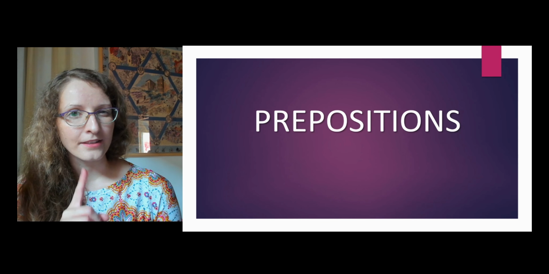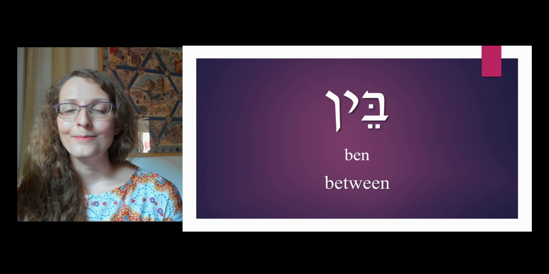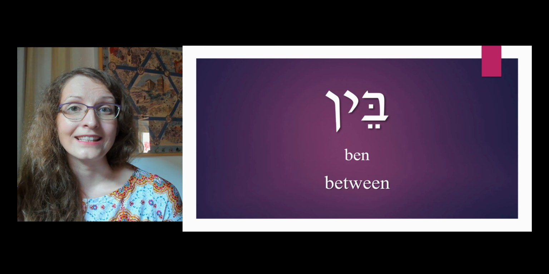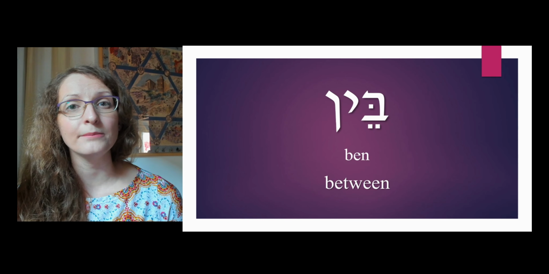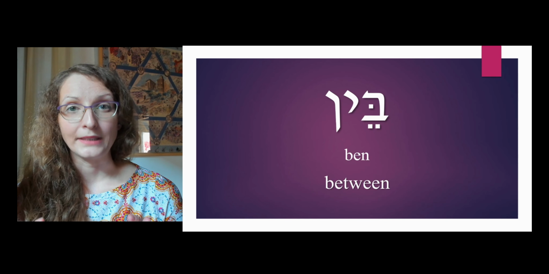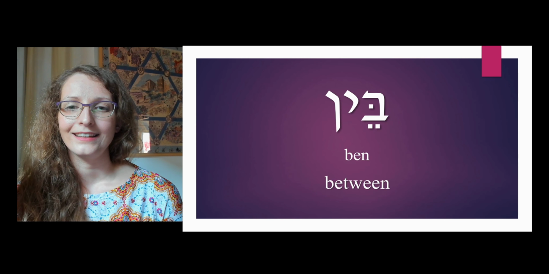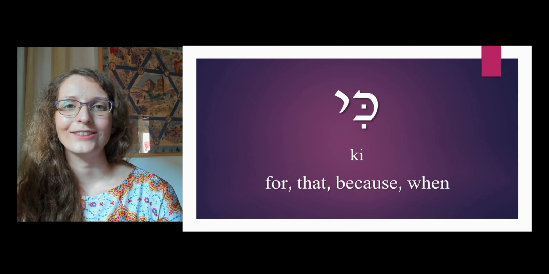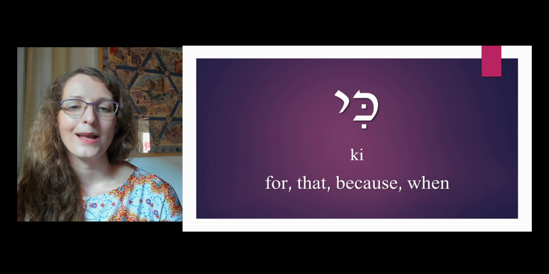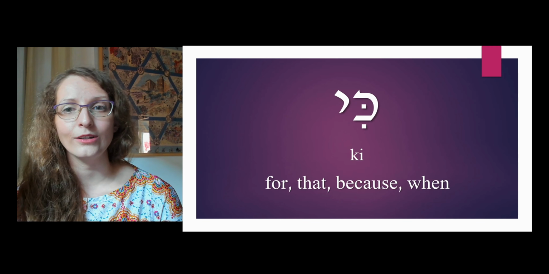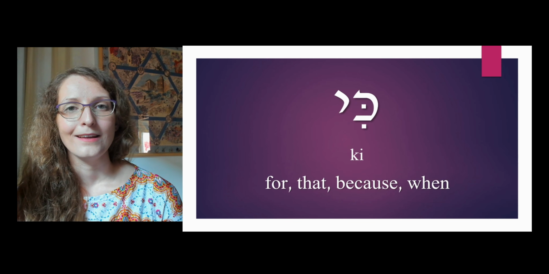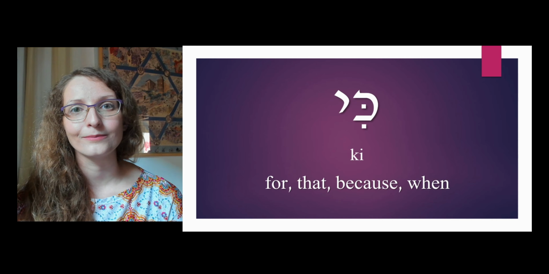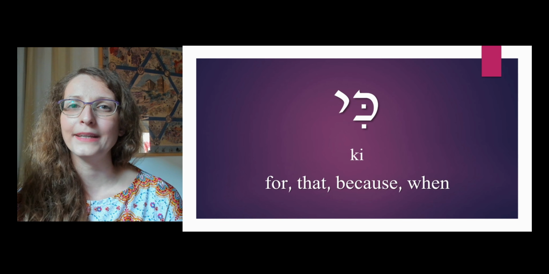Now some prepositions. Actually, there's only one. Bein. Bein. This means between. And the Lord separated between the waters. Yes, the word between is bein. Conjunctions. Actually, there's only one. Ki. Ki means for, that, because, or when. Ki. For it is good. Ki tov. For it is good. Ki tov. Ki. For. Because.